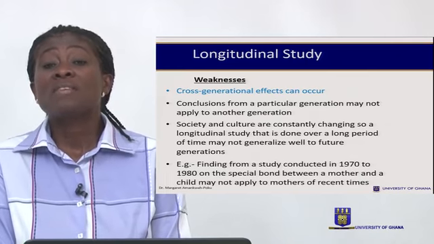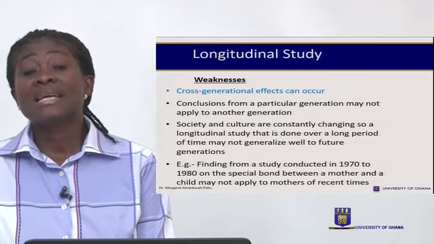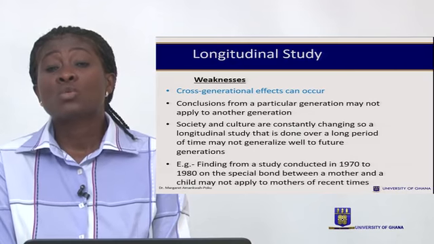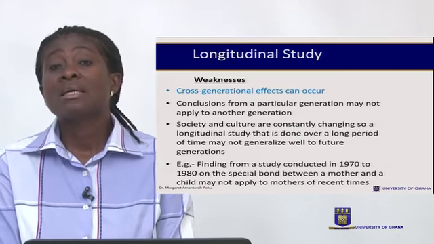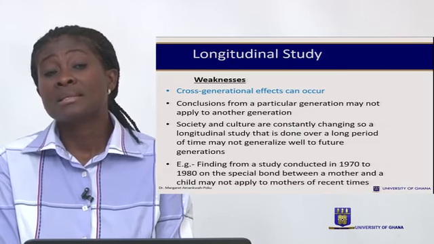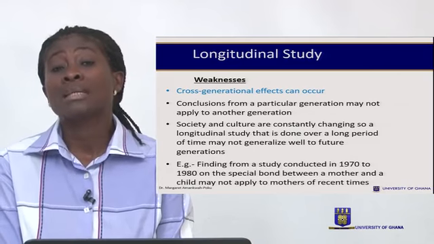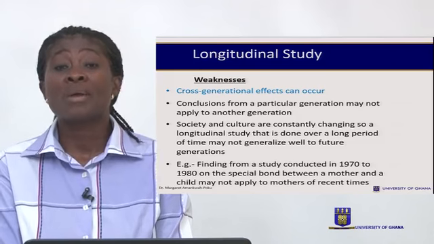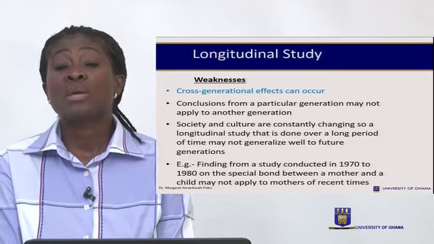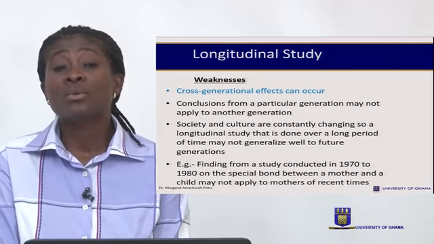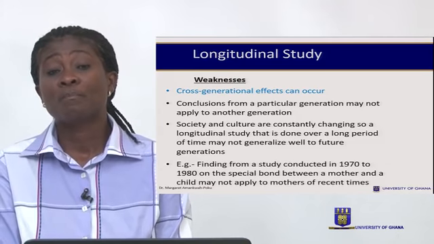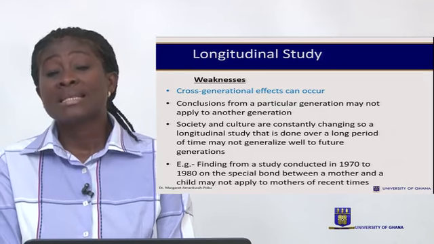2016. So if, let's say, at the end of our study in 1980, we found out that the bond that develops between a mother and a child is as a result of the presence of the mother in the home all the time. And so we conclude that mothers should be at home all the time with their children. It should be housewives, like was done in those days, to be able to form special bonds with their children. This is what we found in 1980.